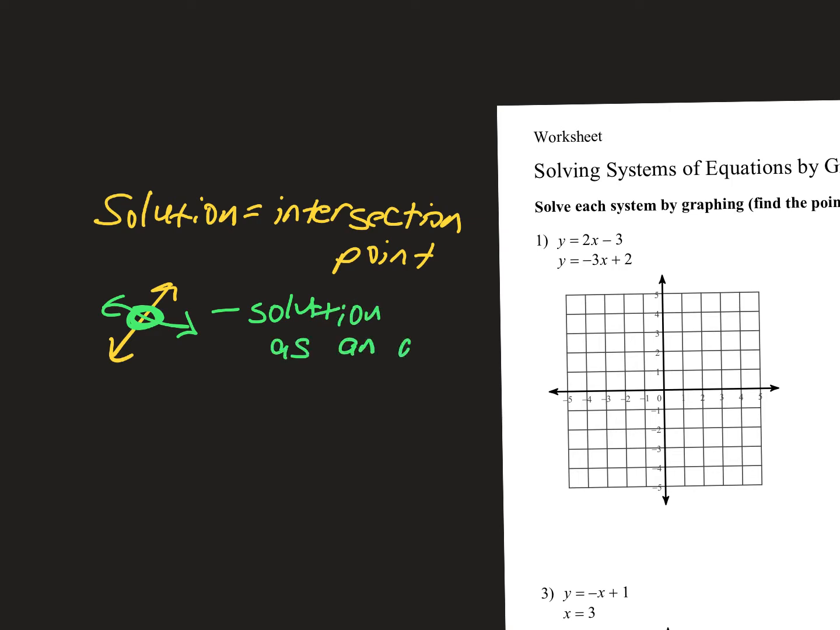As an ordered pair. What do I mean by ordered pair? X, comma, Y. If you just circle your answer, you're not going to get credit for it. You have to write it as an ordered pair.